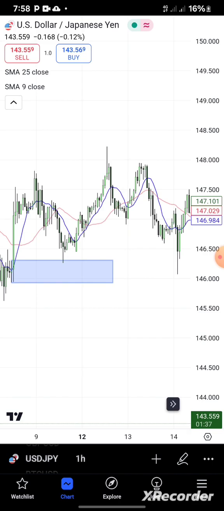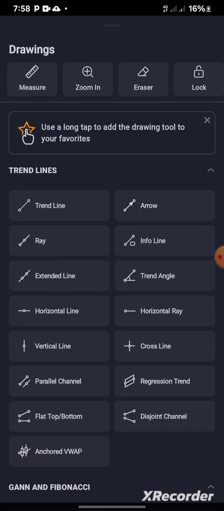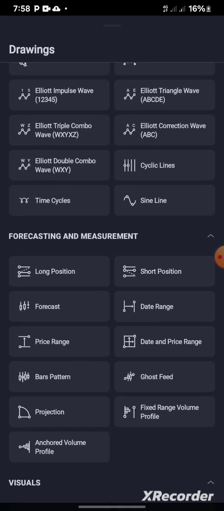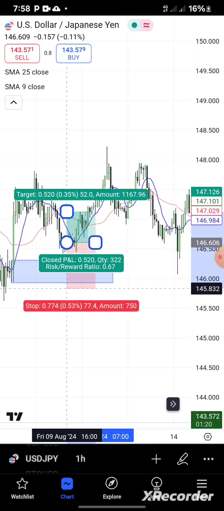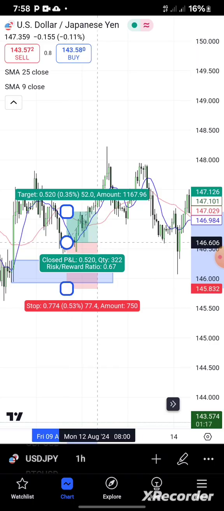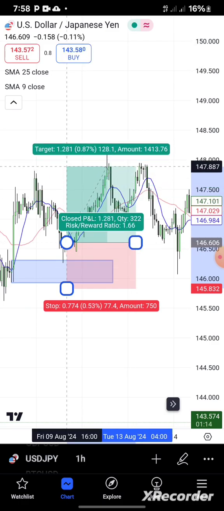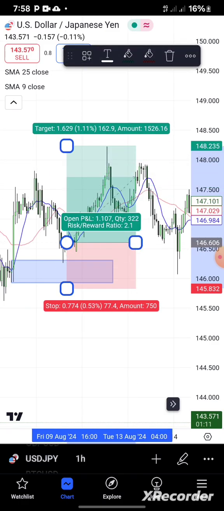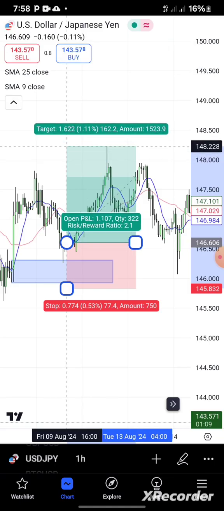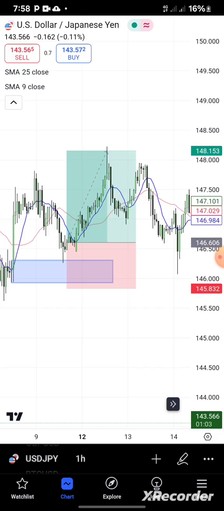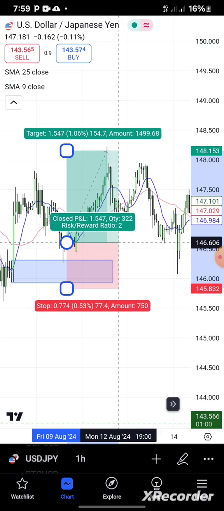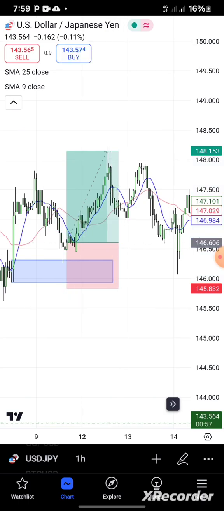Then price hit this zone and bounced off. As soon as you see this confirmation, you put your long position here. Then you place your stop loss below this zone, and you target a 1:2 risk to reward. See, smooth trade to the upside.